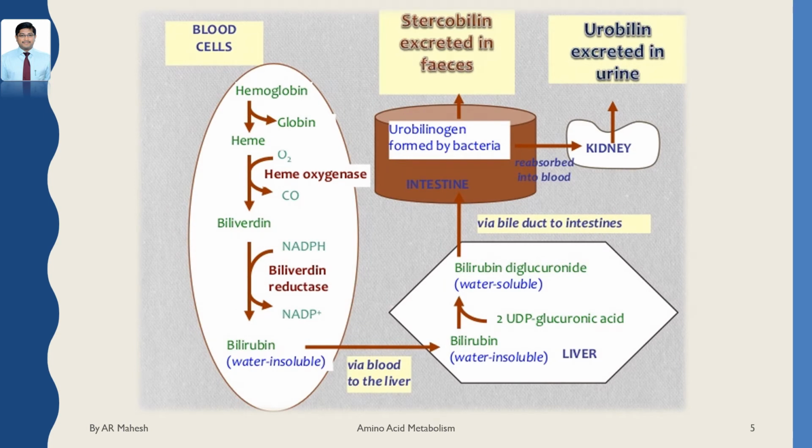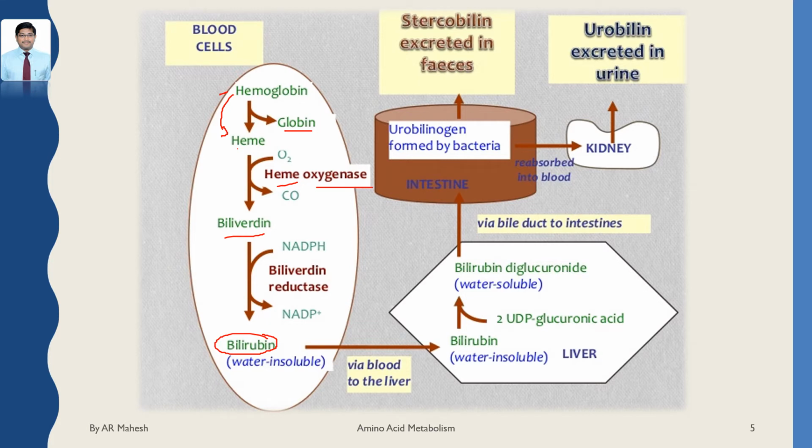Let's look into what happens to these bile pigments after they are formed in the blood. Here it comes, in the blood, hemoglobin. From hemoglobin we get heme in the presence of globulin, and in the presence of the heme oxygenase enzyme, this heme is converted to biliverdin. Biliverdin reductase converts biliverdin to bilirubin. So this much we have seen in the previous slide, and over here this bilirubin, which is synthesized in the blood, goes to the liver through blood.